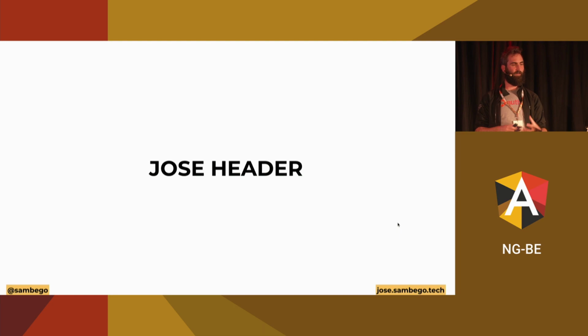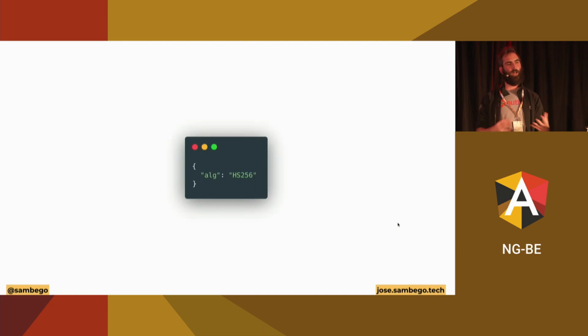If we look at the JOSE header, the first part, it just tells us which algorithm has been used to create the signature, so we know which algorithm to use to verify that signature.